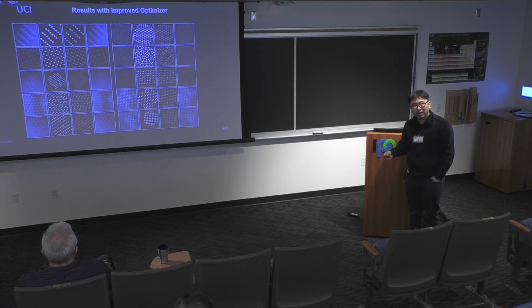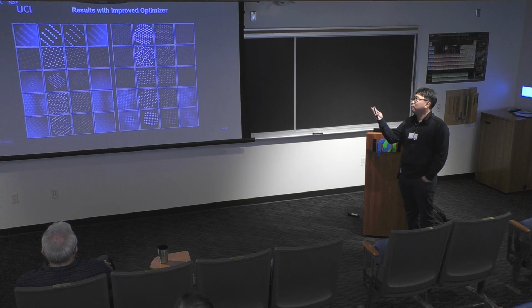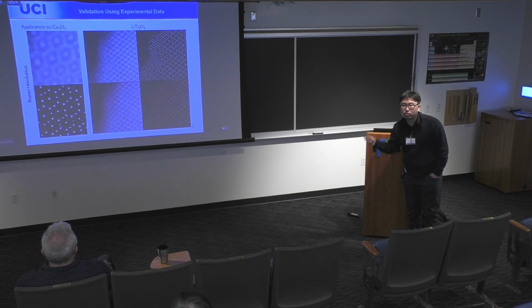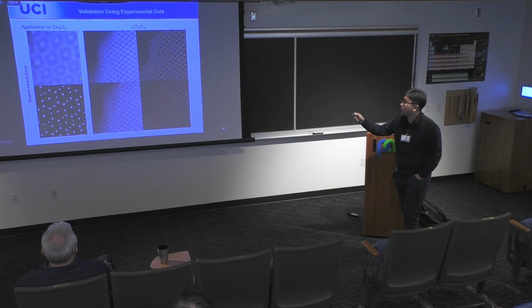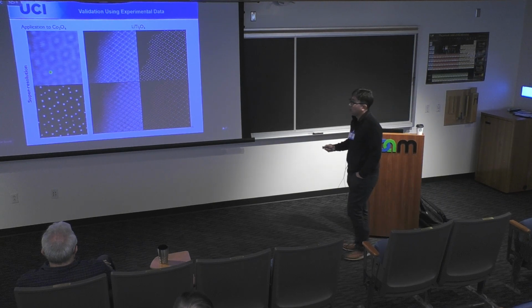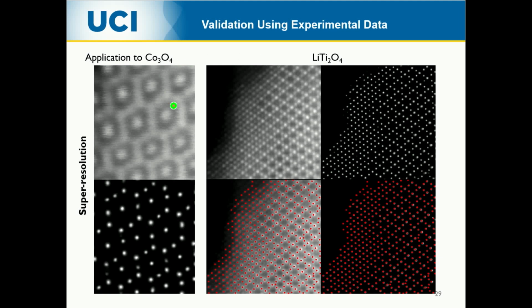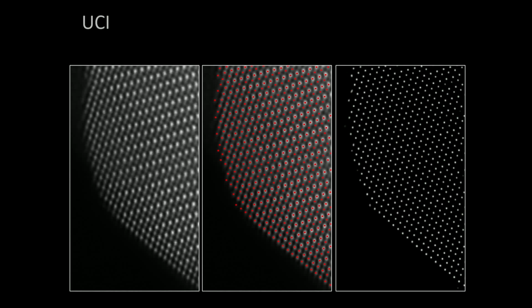But the thing is, we really need to test whether the network is validated on experimental images that have never been trained on, never seen before. I've talked about this cobalt oxide before. So this is a lithium titanate. There's a surface reconstruction. We can pull out the structure really nicely, no problem. Structures I have never seen before. This is another one. This is really what I created this model for.